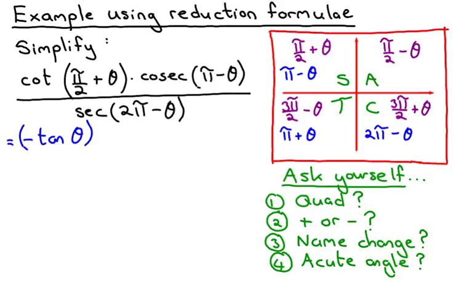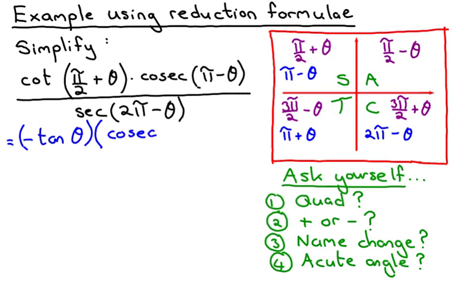Now let's have a look at cosec of pi minus theta. Go through my set of questions again. What quadrant does that lie in? Well, pi minus theta lies in the second quadrant. Is cosec positive or negative in that quadrant? Well, I know that sine of an angle is positive, therefore the reciprocal cosec is also positive. So I don't have to put that plus in, but I know I'm dealing with a positive cosec.